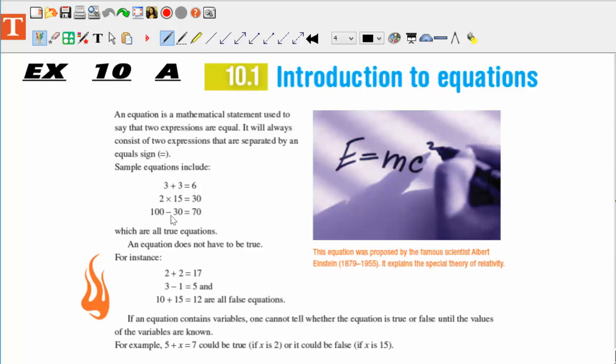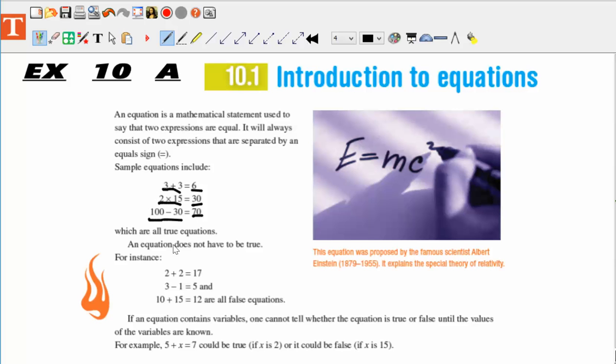Now, all these equations we say are true, because 3 plus 3 equals 6, so this side equals this side. 2 times 15 is 30, so this side equals this side, because it says 30. 100 take 30 equals 70, so there is 70 on this side. They are true because one side equals the other side. They are the same. An equation does not have to be true though.